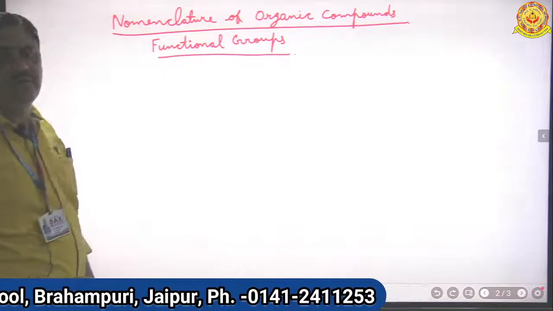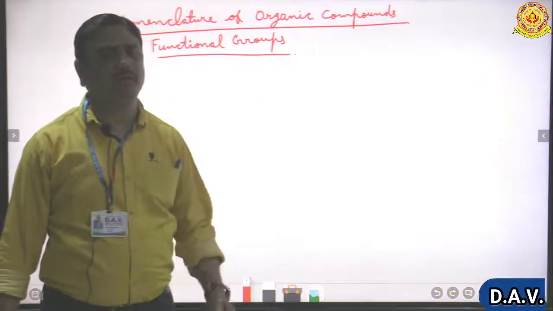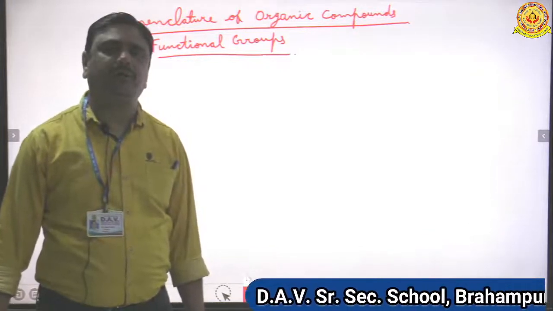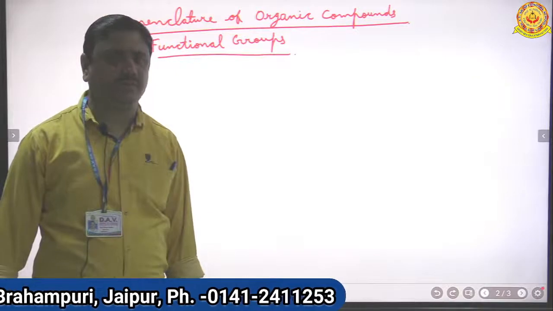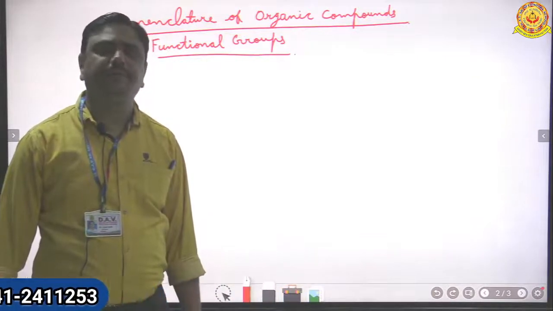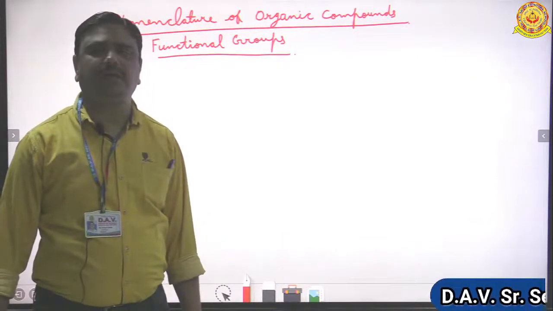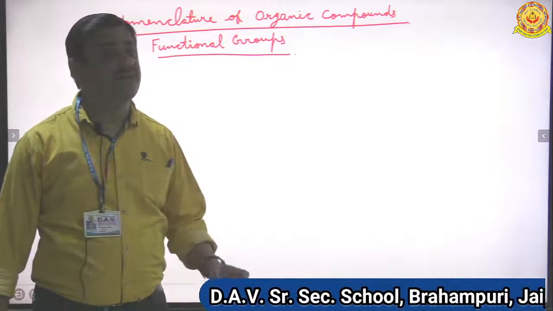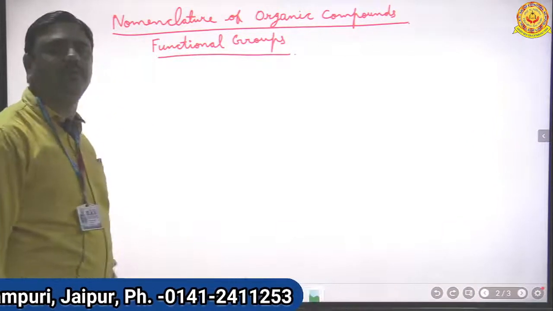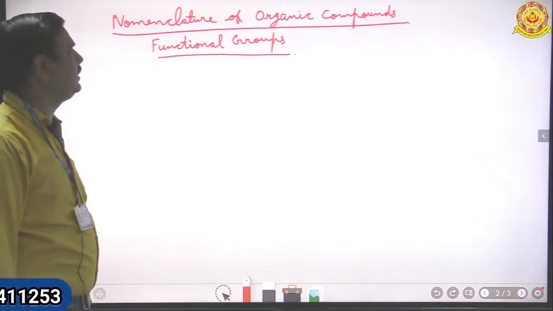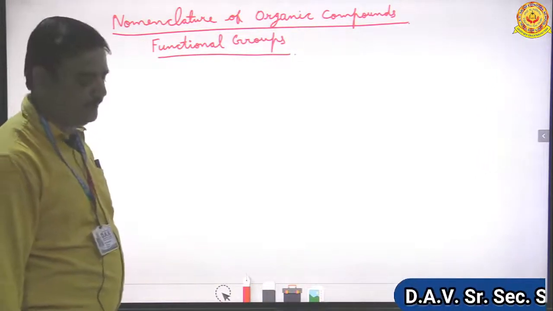Now, what is a functional group? A functional group may be a double bond or a triple bond or an atom or group of atoms which is attached to the hydrocarbon chain or hydrocarbon ring, and it drives all the properties of the compound. Means it controls all the properties of the compound. That is called a functional group.